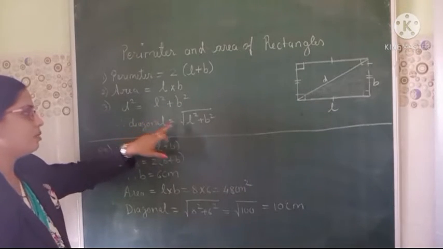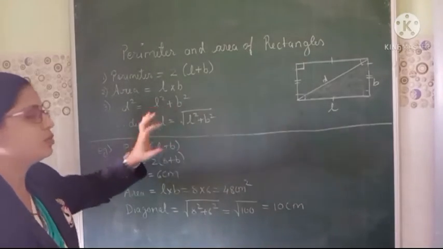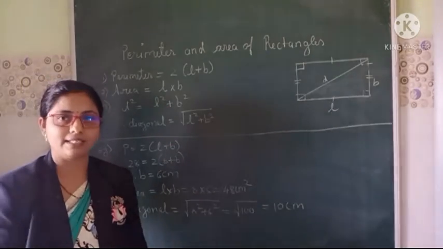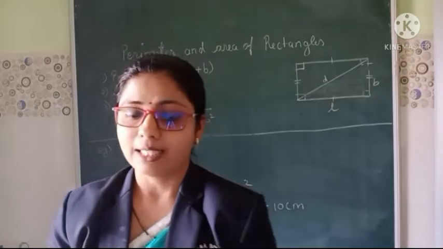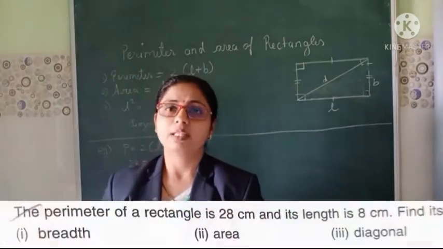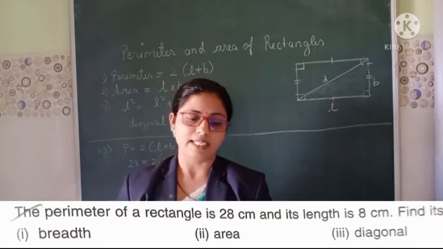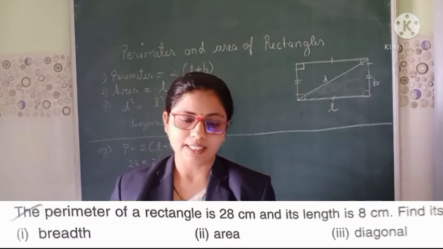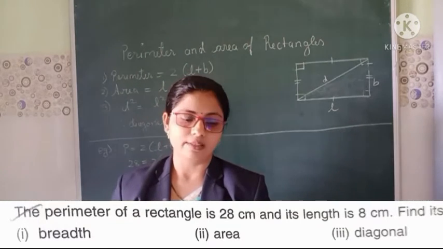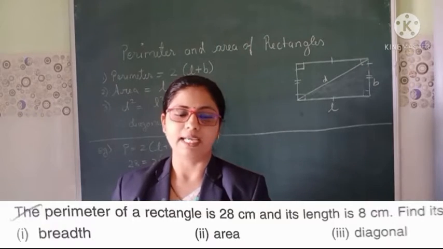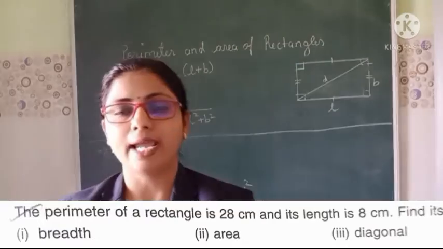Therefore, diagonal equals under root of a square plus b square. From this we will come to know the diagonal of a rectangle. For that we have one example from our textbook: the perimeter of a rectangle is 28 centimeter and its length is 8 centimeter. Find its breadth, area and diagonal. You have to find out breadth, area and diagonal.